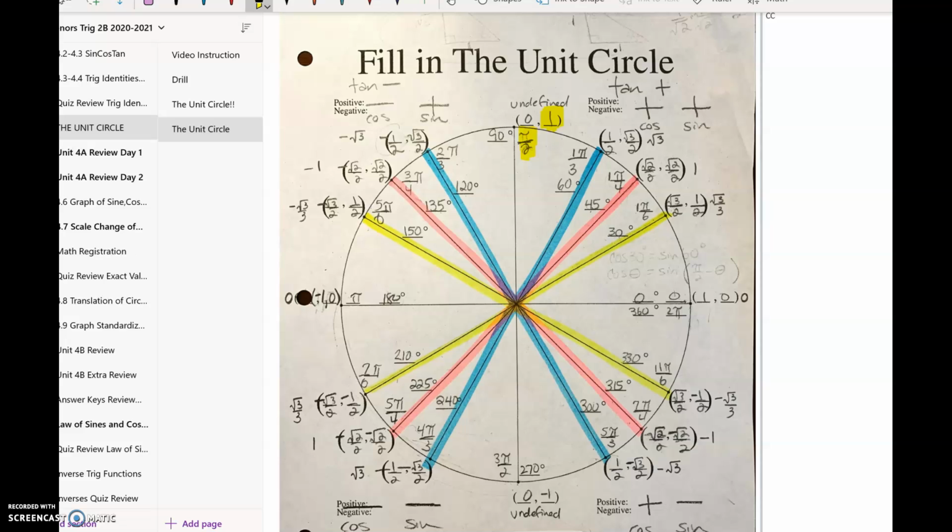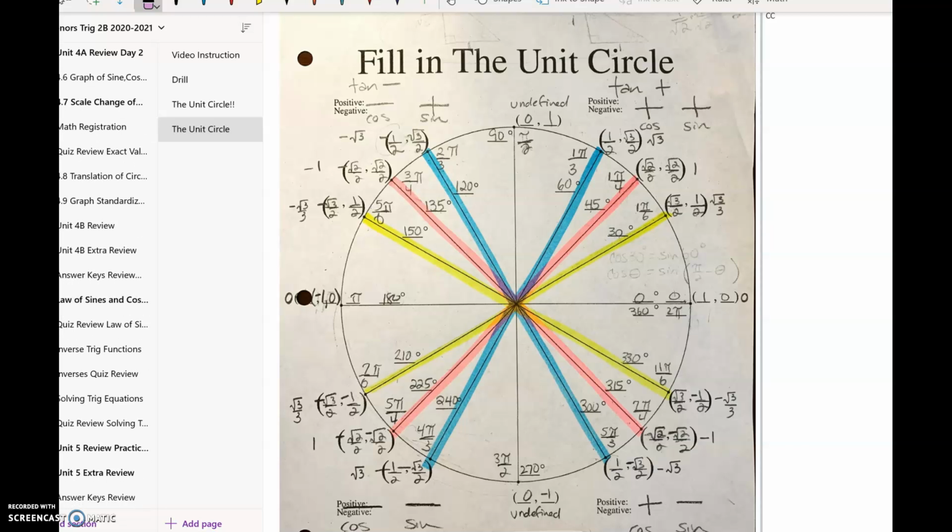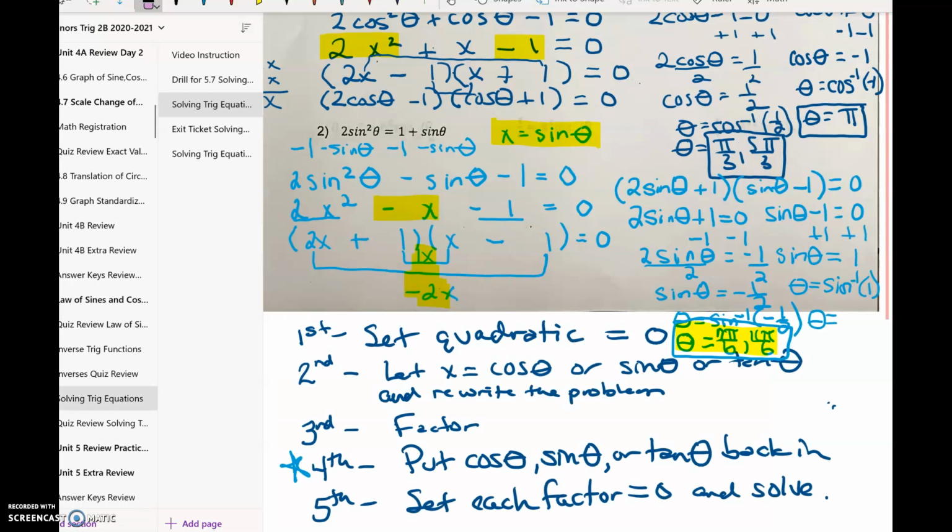I look at my other 4 corners, and down at the bottom it's -1. I don't want that. I want +1. So the only answer I'm going to have here is going to be pi over 2. So I'm going to go back to where I was solving my equation, and I'm going to write pi over 2 as that other answer for that one.